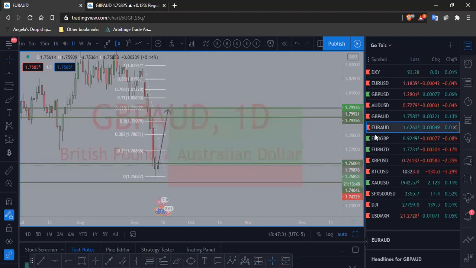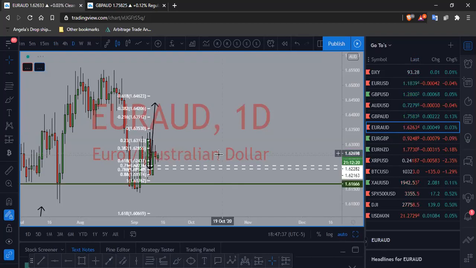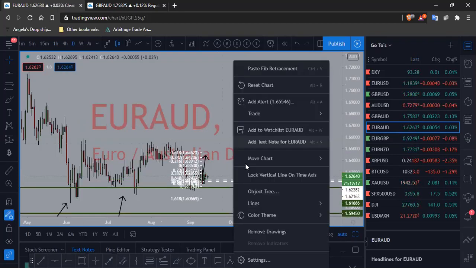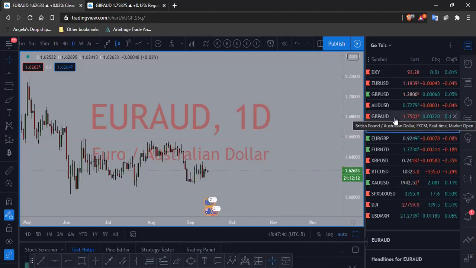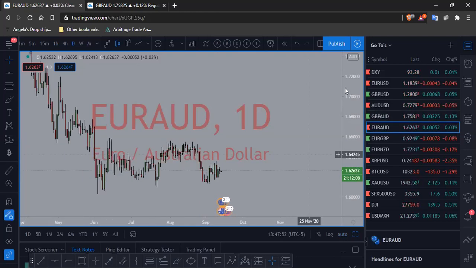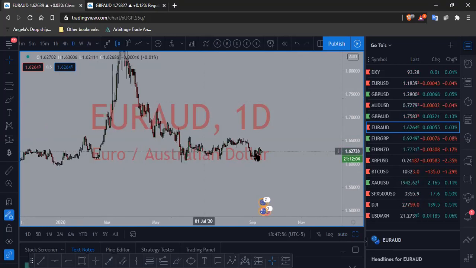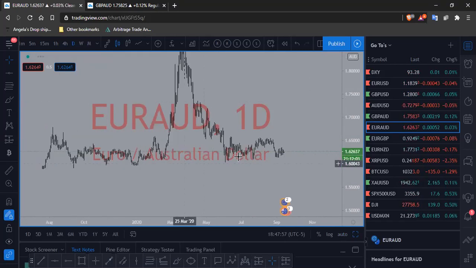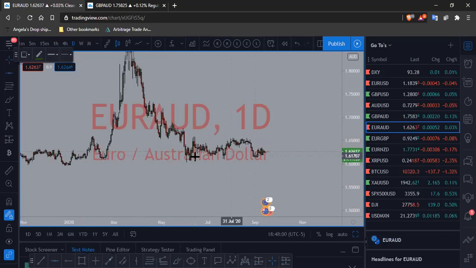Okay, EURAUD. Now EA, I'm pretty sure, yeah, it didn't do anything like what GA did, which is funny. Remove drawings. Oh, I need to change this to green. There we go. Okay, gonna say this again, although this is like how many times I've said it.